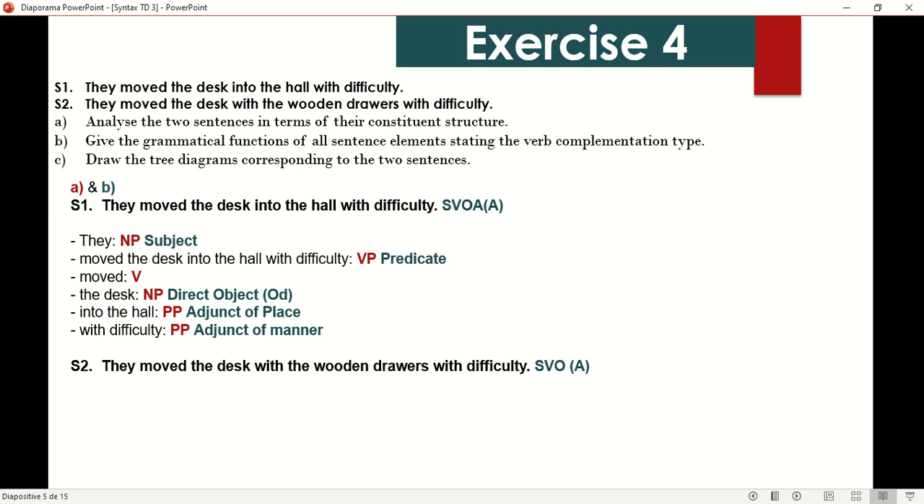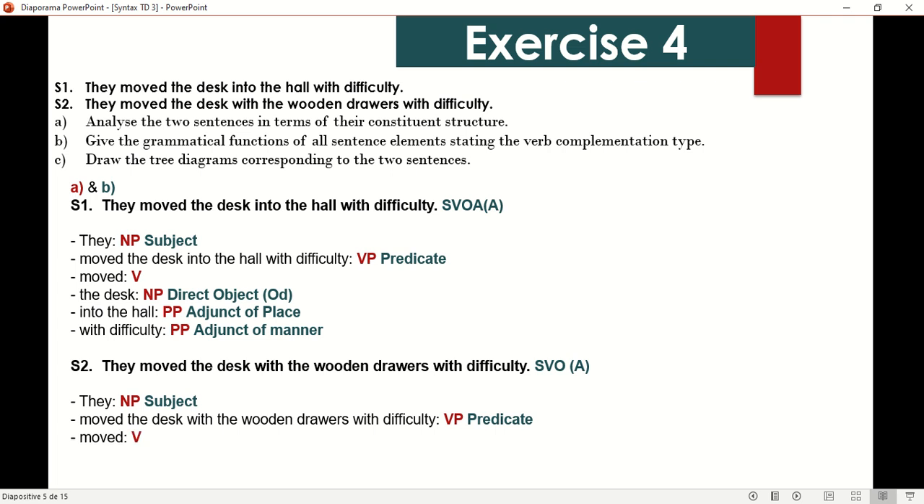For the second sentence, it's an SVO plus an optional adjunct. They moved the desk with the wooden drawers with difficulty. They is an NP subject, the rest is a VP predicate. Moved is the verb. Now the desk with the wooden drawers is an NP functioning as a direct object, and with difficulty is a PP, which is an adjunct of manner.